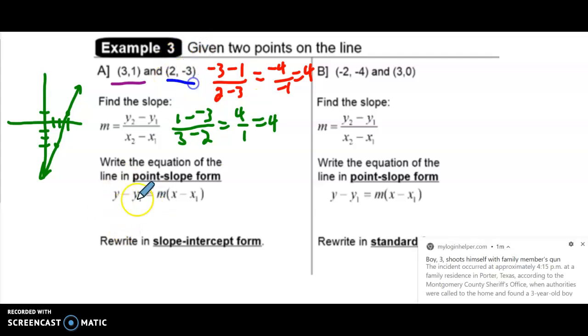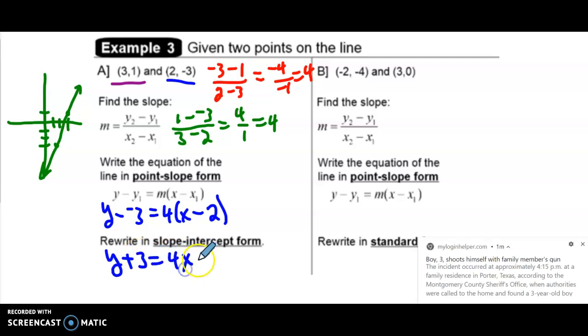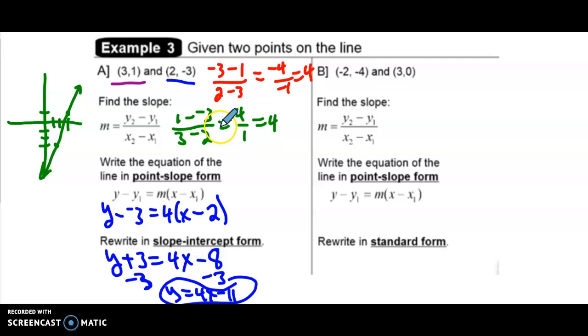I'm going to choose the other point. So I'm going to take y minus the y coordinate of -3 equals slope of 4 times x minus the x coordinate of 2. Minus a negative is plus, so I'll write y plus 3. I'll distribute my 4 through, giving me 4x minus 8. I'll subtract 3, and I get y equals 4x, let's see, -8 minus 3 is -11. Same answer, y equals 4x minus 11. Okay? Doesn't matter which point you pick.